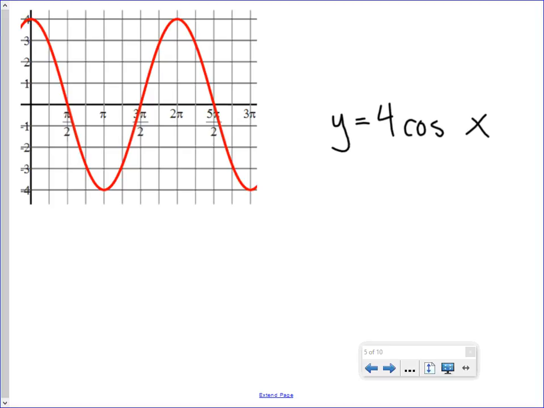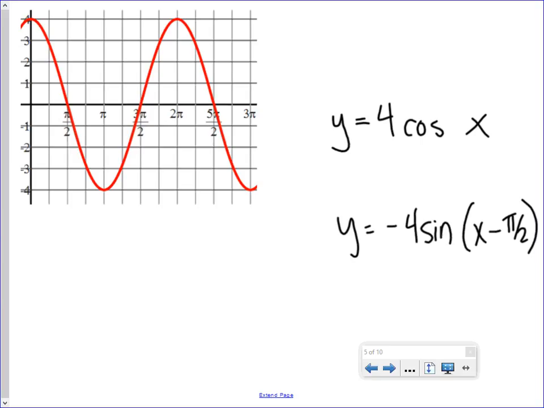You could do y equals negative 4 sine, and x minus pi over 2. Is it like parentheses x, minus pi over 2, like this? Yeah. Okay, any other ones?